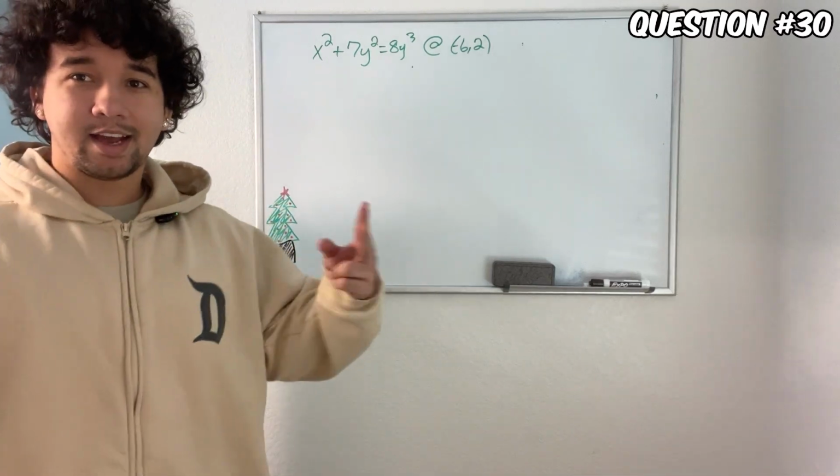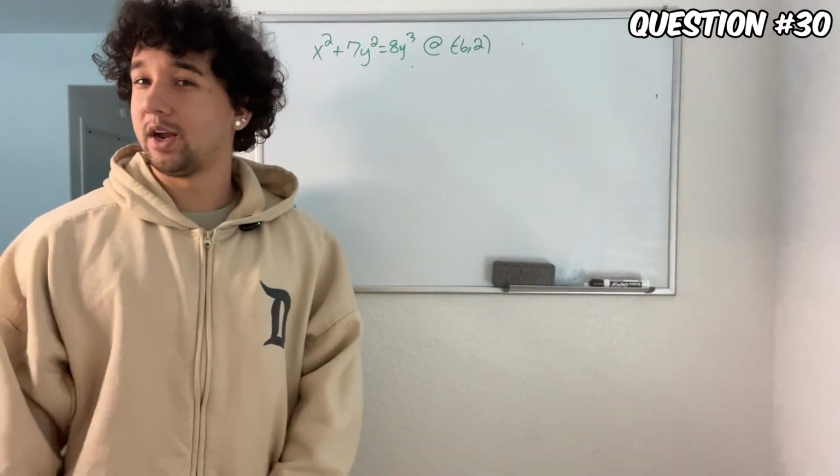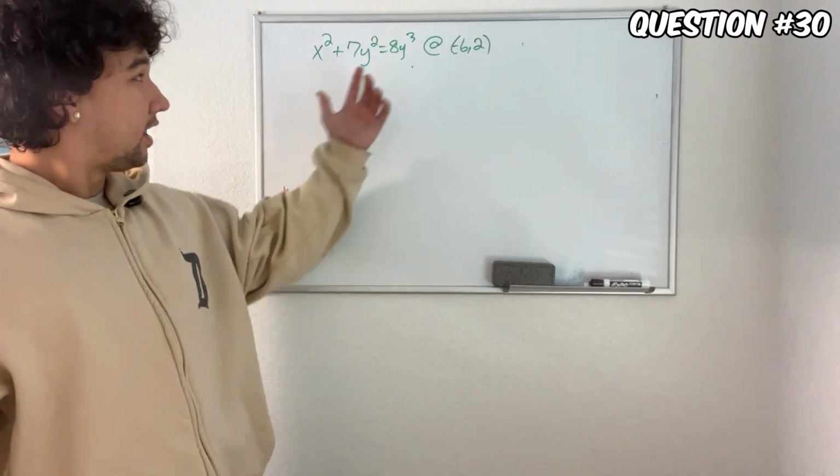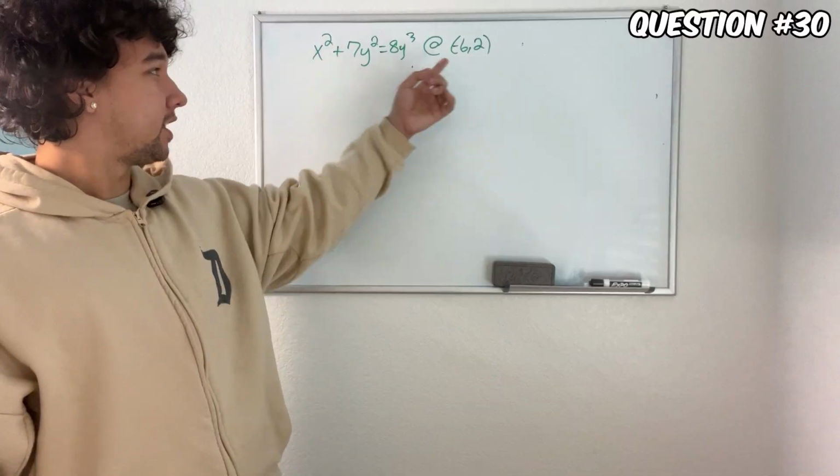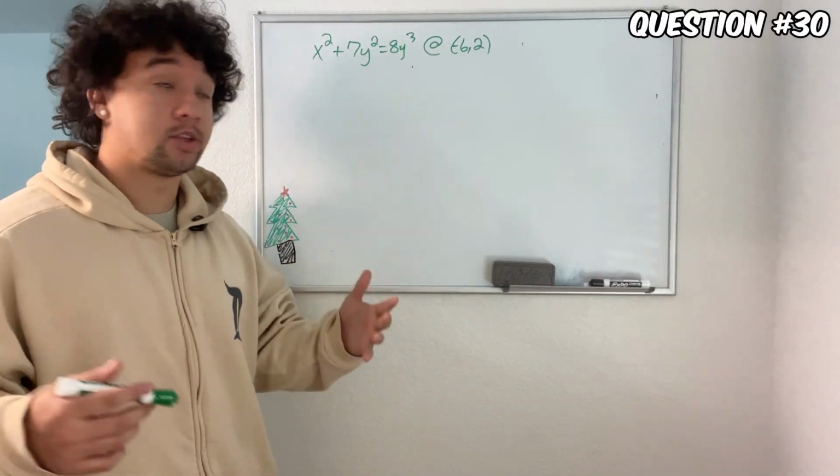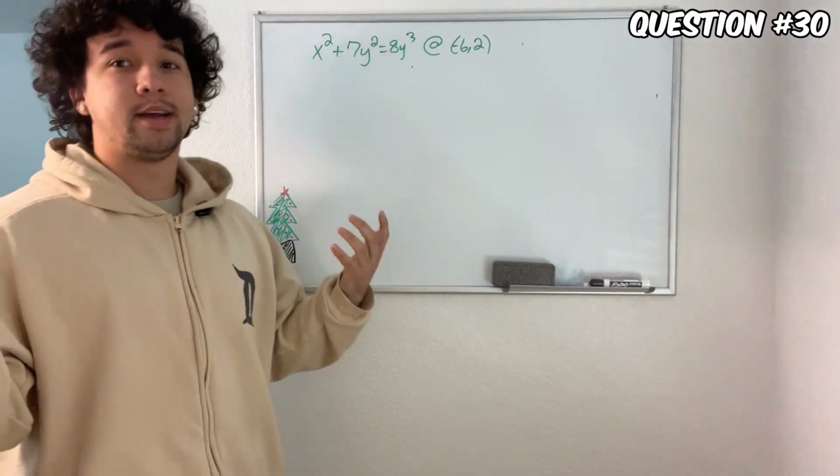All right, last two questions for today. We're rounding up on 2 hours here, but I have to find the tangent line of this thing at that point. So what I'm going to do is find the derivative of this, but it's implicit.